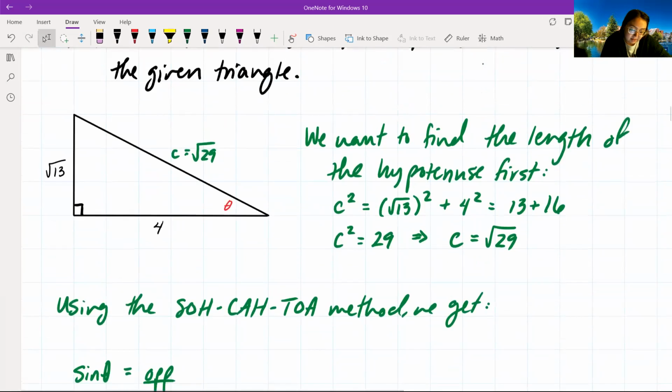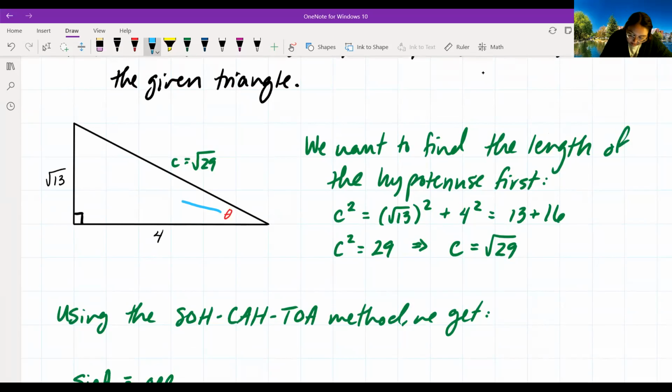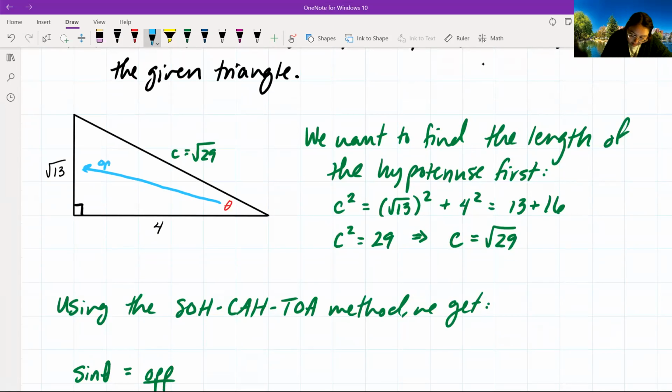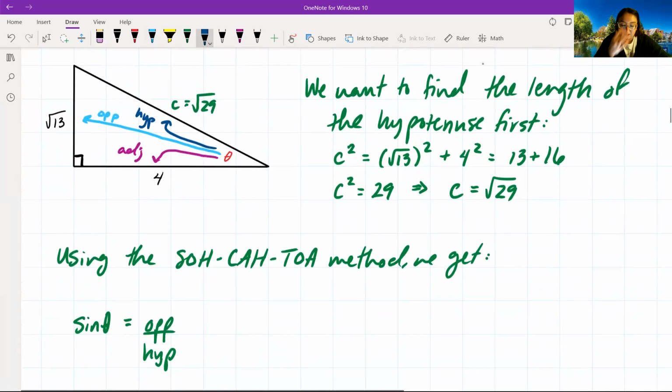So now looking back here at theta, we know that this is opposite. This value here is our adjacent. And this value here is our hypotenuse. It's always our hypotenuse, the longest length. So now we can just assign each one of these values.